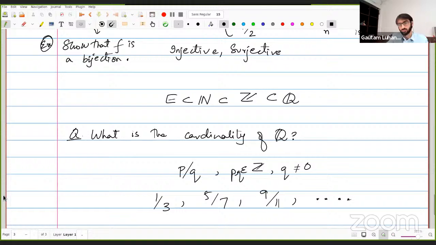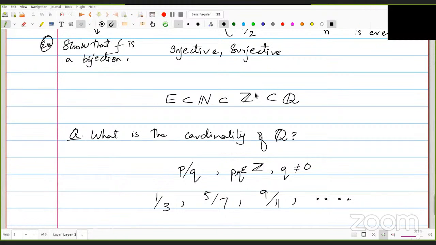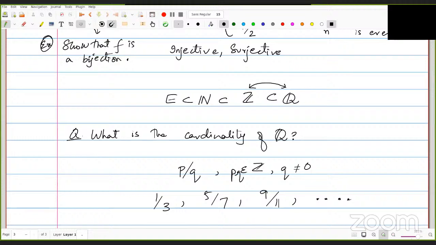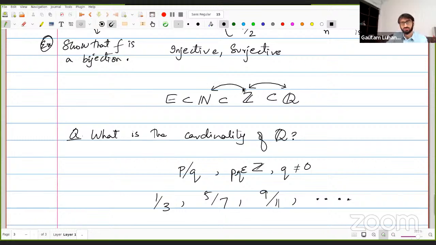Right. And why is that? Because it has a bijection from N. So we've already shown a bijection between Z and N. The question is, is there a bijection here? Can we count Q in the same way that we counted Z? Can we do that bijection procedure or not?